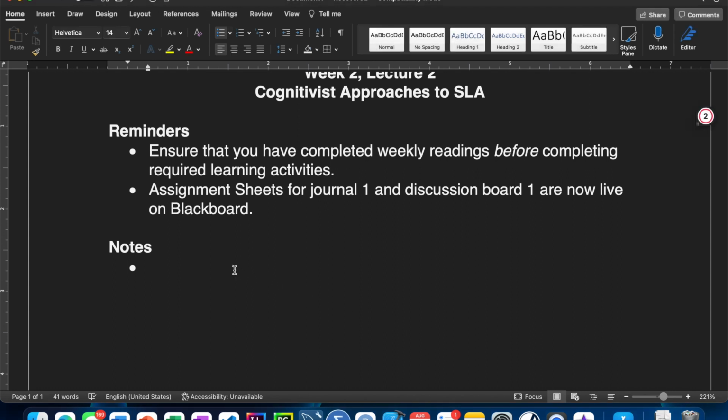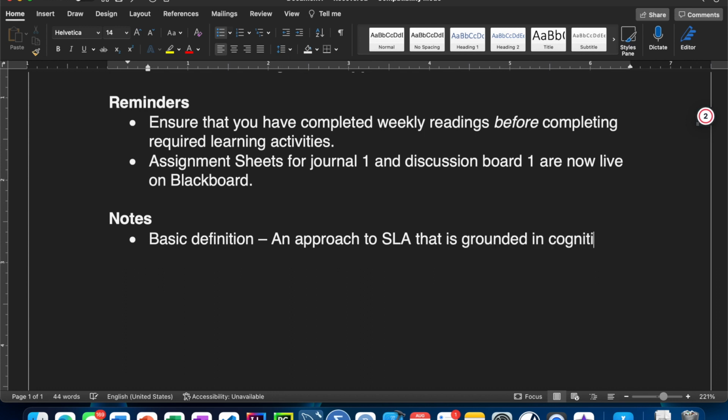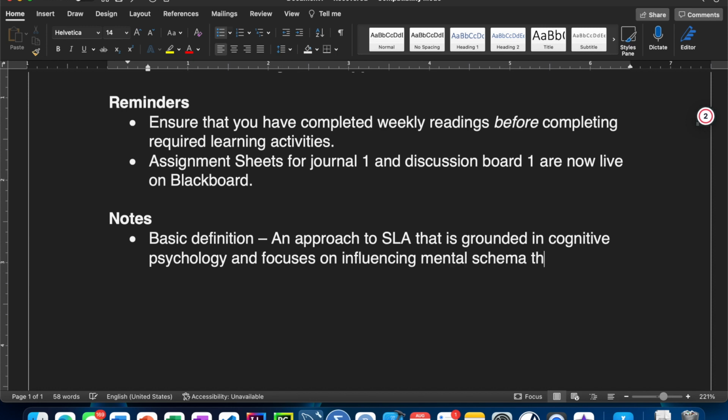So, as I stated, we're starting off with cognitivist approaches to second language acquisition. We previewed these somewhat during the first week of class, and we have that kind of basic definition of a cognitivist approach as an approach to SLA that is grounded in cognitive psychology and focuses on influencing mental schema through formal learning encounters. Right, so that's kind of our basic definition.